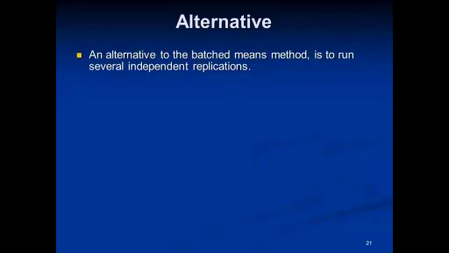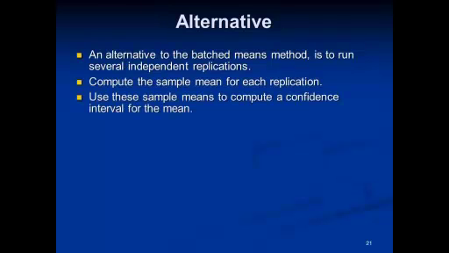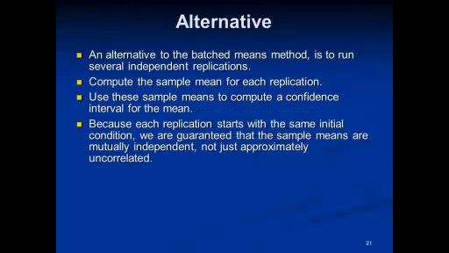Now, an alternative to the batch means method is to run several independent replications of the simulation. And for each replication, we compute a sample mean, and then we use these sample means to compute a confidence interval for the mean. Since each replication that we run for the simulation starts in the same initial condition, we're going to be guaranteed that the sample means are mutually independent and not just approximately uncorrelated. So there's an advantage of doing this alternative, of doing multiple runs of independent replications.